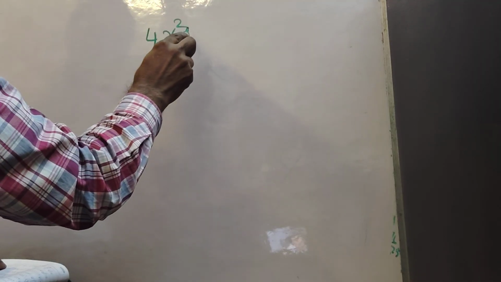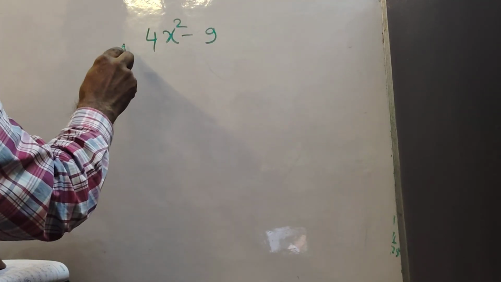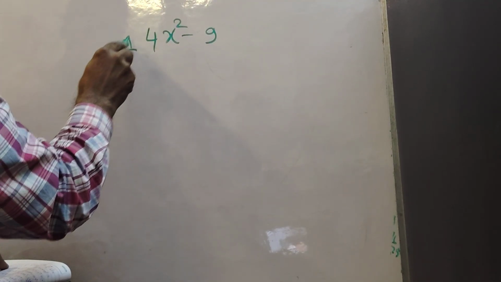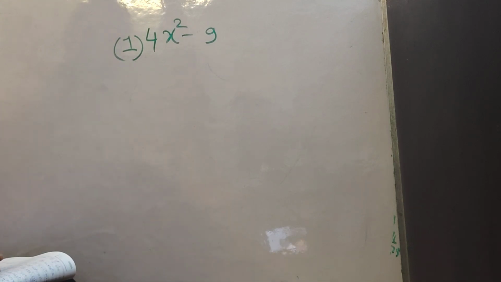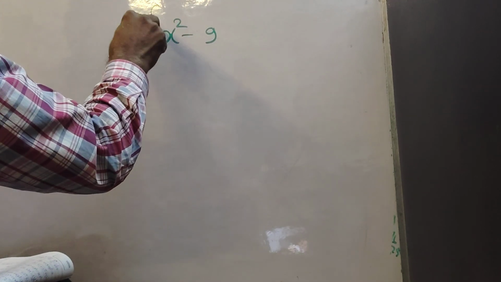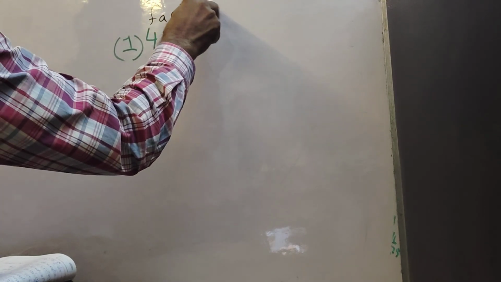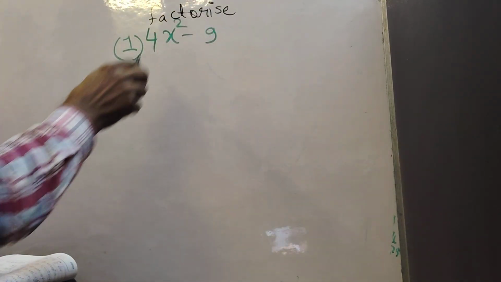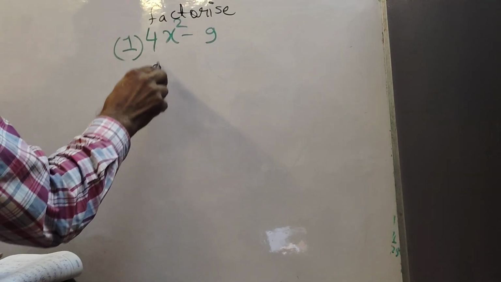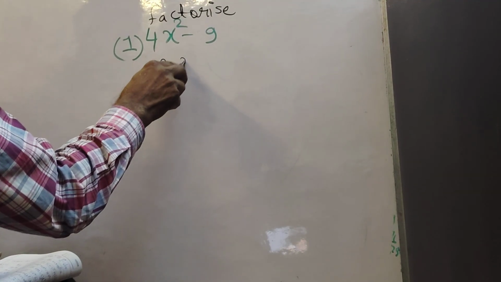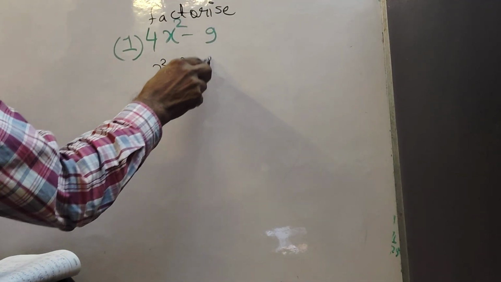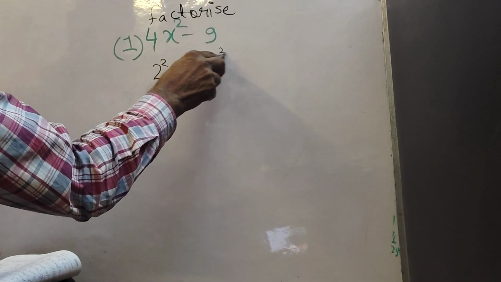Now I have written the 16th one. Now the first one is this one. Factorize 4x square minus 9. So in this factorize, what do we do? We use the identity. 4 is the square of 2, so 4 is written as 2 square. Now 9 is the square of 3.